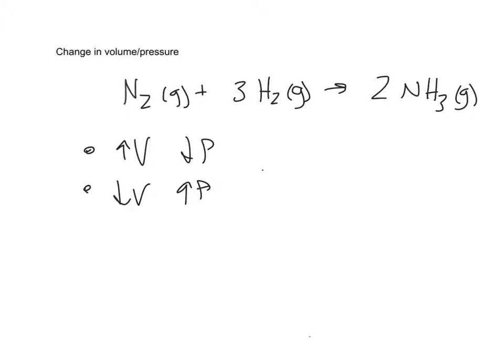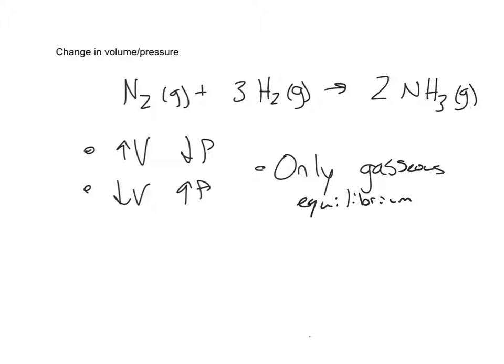Now it's also important to note that changing volume or pressure only works when you have gaseous equilibria. The most important thing to look at when you're discussing changing volume or pressure and its stress on a reaction is identifying how many moles of gas are on each side. If you look on the left-hand side, there are 4 moles of gas total, 1 mole of N2 and 3 moles of H2. On the right-hand side, there's just the one product, 2 moles of gas. So we have an imbalance of gaseous moles on the reactant side and product side.